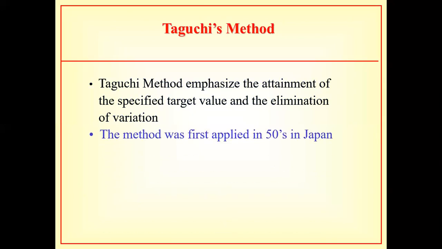This method was first applied in 1950. As the Japanese culture is that they don't publish immediately, any new thing they get, they try to reap the benefit for 10, 20 years. Later, in 1980, it was introduced in America. Almost 30 years, they did not tell the people, not published anything.